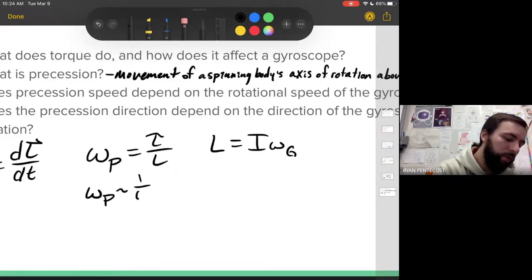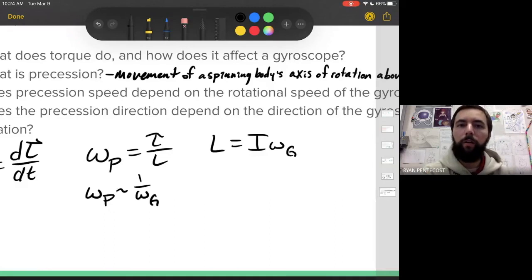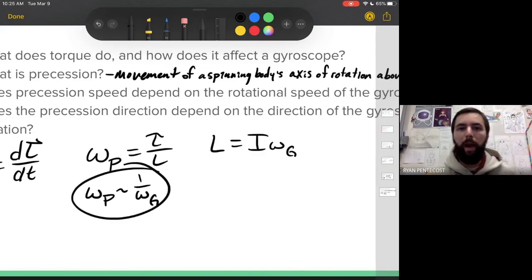It has an inverse relationship with the angular speed of the gyroscope, which means that as the gyroscope's angular speed increases, that's going to decrease the angular velocity of the precession, right? But as the gyroscope starts losing speed, it's going to start precessing faster and faster and faster until eventually it's going to fall, as you have probably seen with spinning tops before. This just puts it in math, right? So yes, the precession speed does depend on the rotational speed of the gyroscope.